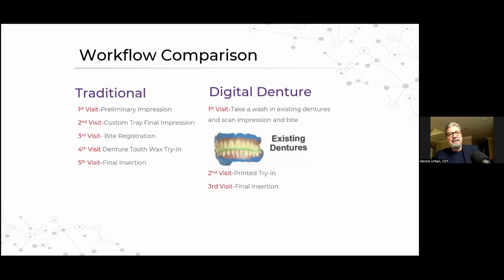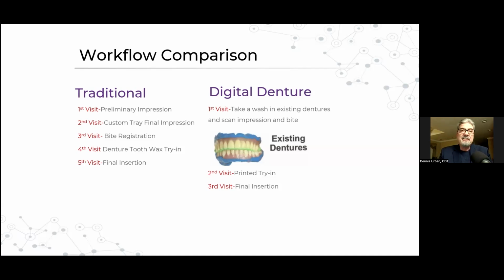So you look at the workflow comparisons. Traditional workflow, 5 visits, we mentioned earlier. On a digital workflow with existing dentures, we can cut that down to 3 visits. So that first visit, the doctor's going to take a wash impression if the existing denture is in good shape, board and mold it, take a wash impression, take a bite registration, scan that bite registration, and scan that denture.